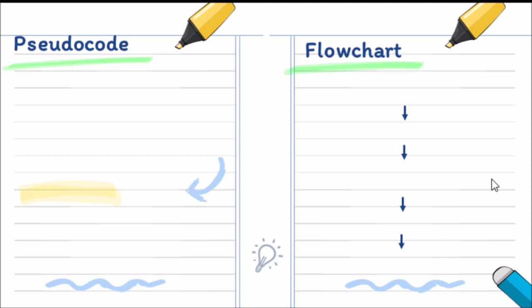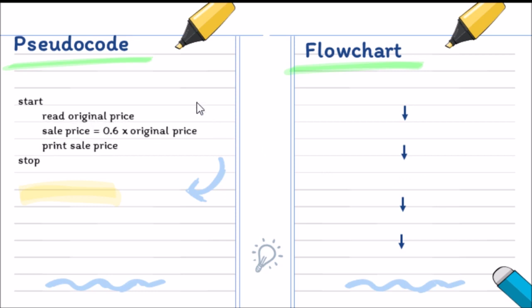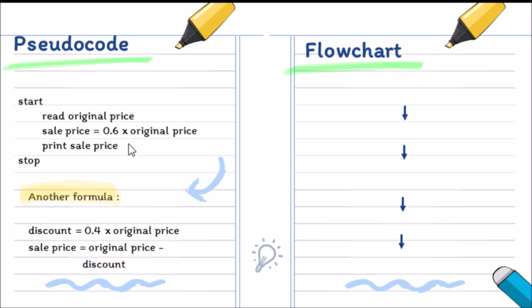This is the way to write pseudocode and flowchart for sequence control structure. For pseudocode, don't forget to put start and stop. In between start and stop, put the input statement, process statement, which is formula, followed by output statement. You can write the formula in your own way as long as it is logical and can produce the correct output.